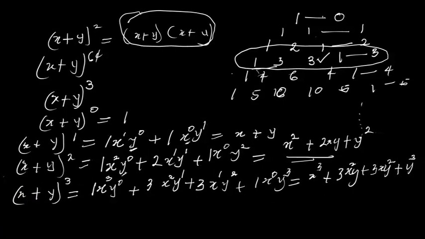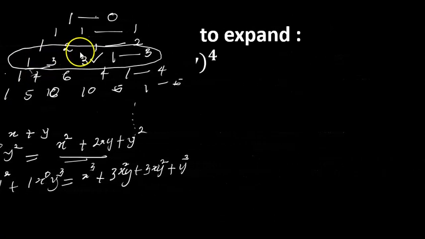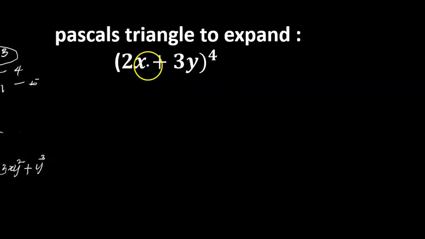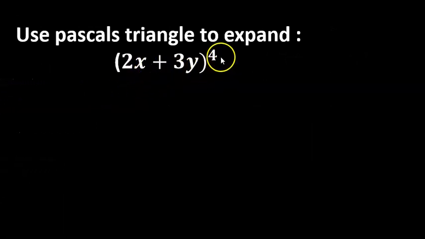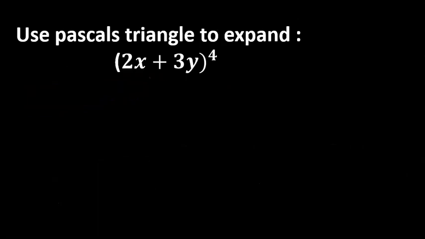Now let's take an example. We'll take this example. Our example says we are using Pascal's triangle to expand (2x + 3y) raised to power 4. Now let me go back to my Pascal's triangle to get my coefficients. From my Pascal's triangle here, you can see that my coefficients are 1, 4, 6, 4. Let's write that out. I don't want to repeat the Pascal's triangle. That's 1, 4, 6, 4, and 1.